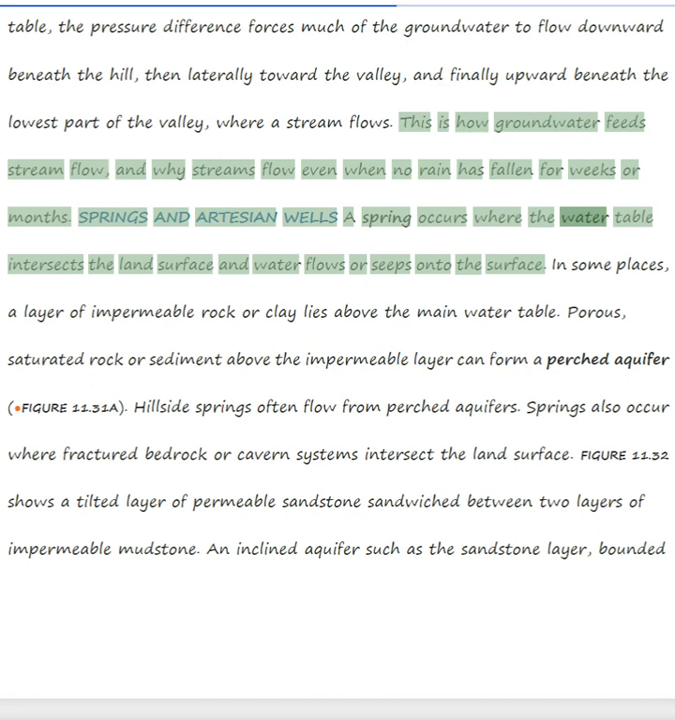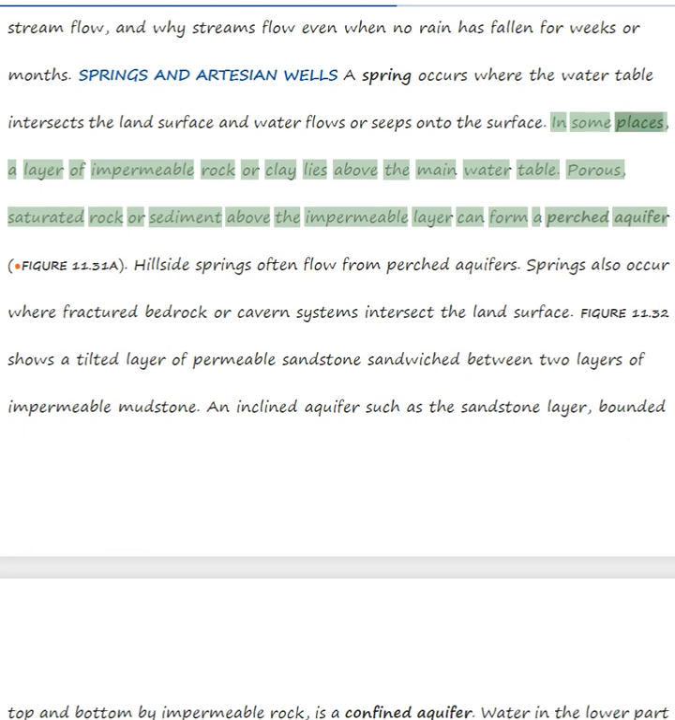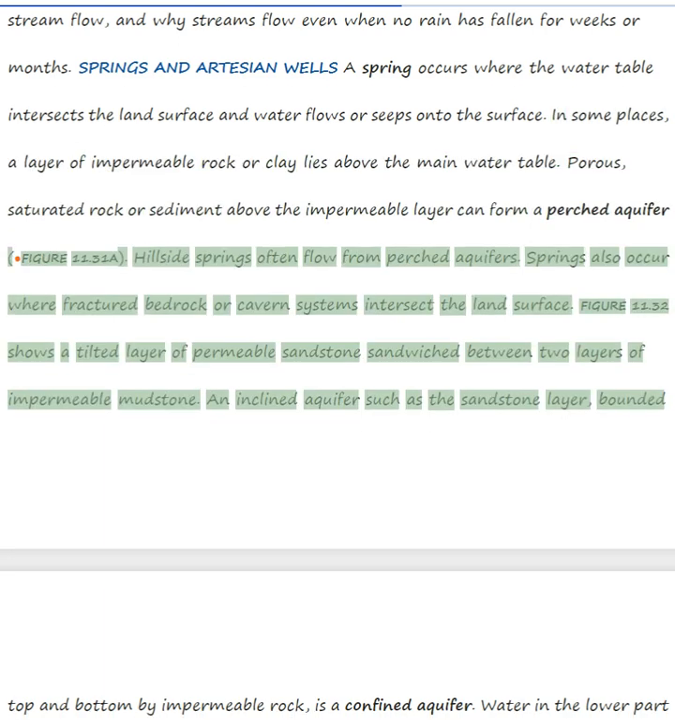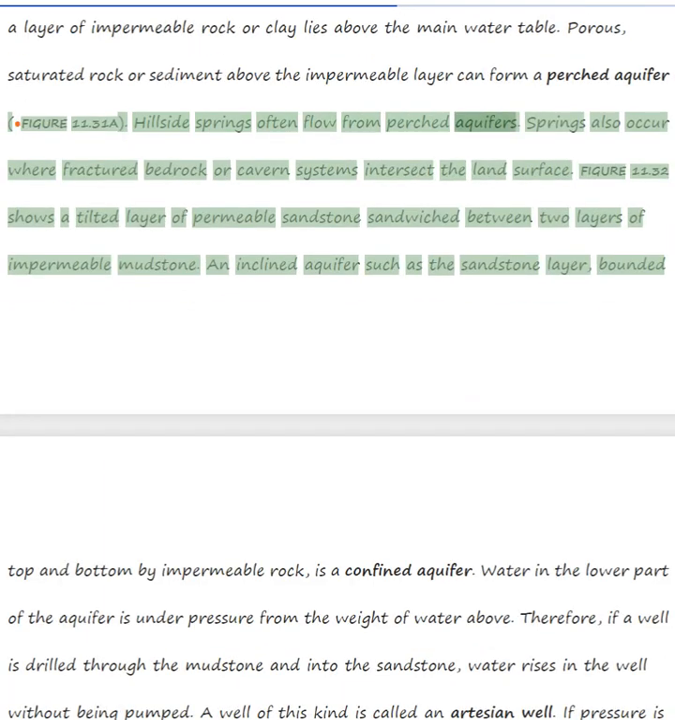A spring occurs where the water table intersects the land surface and water flows or seeps onto the surface. In some places, a layer of impermeable rock or clay lies above the main water table. Porous, saturated rock or sediment above the impermeable layer can form a perched aquifer. Hillside springs often flow from perched aquifers. Springs also occur where fractured bedrock or cavern systems intersect the land surface.